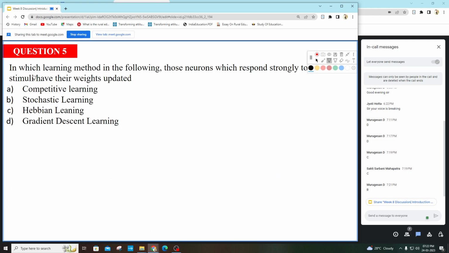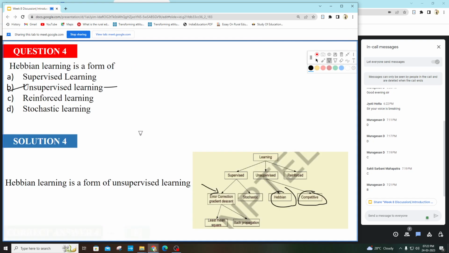Okay, now question number 5: in which of the following learning methods do those neurons which respond strongly to the input stimuli have their weights updated? Any guesses for this? Competitive learning, sir. Yeah, I have just shown you this graph, where you can see unsupervised learning, Hebbian learning, and competitive learning.